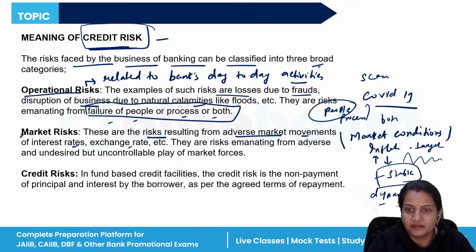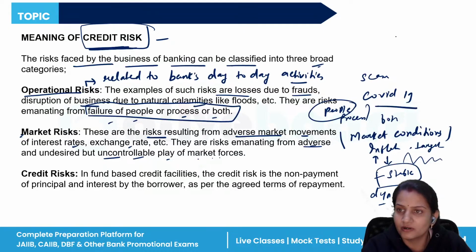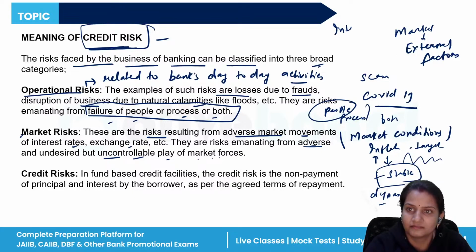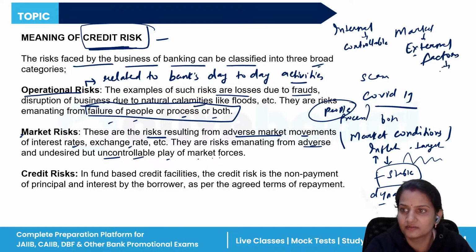They are the risk emanating from adverse and undesirable but uncontrollable play of market forces. So see, we cannot control the market. Market comes under the external factors. There are two factors: one is internal and one is external. Internal means the controllable factors, which we can control. And what are external factors? Those factors which we cannot control.